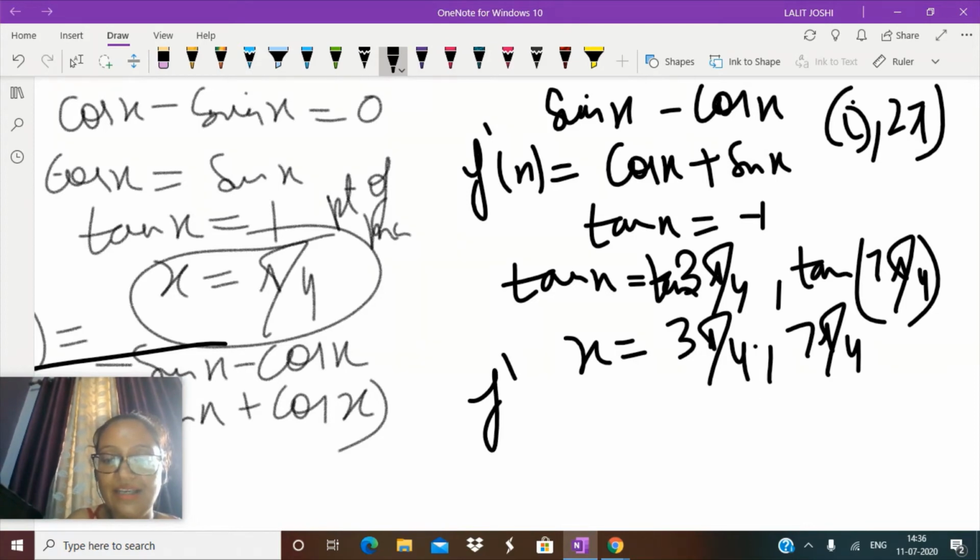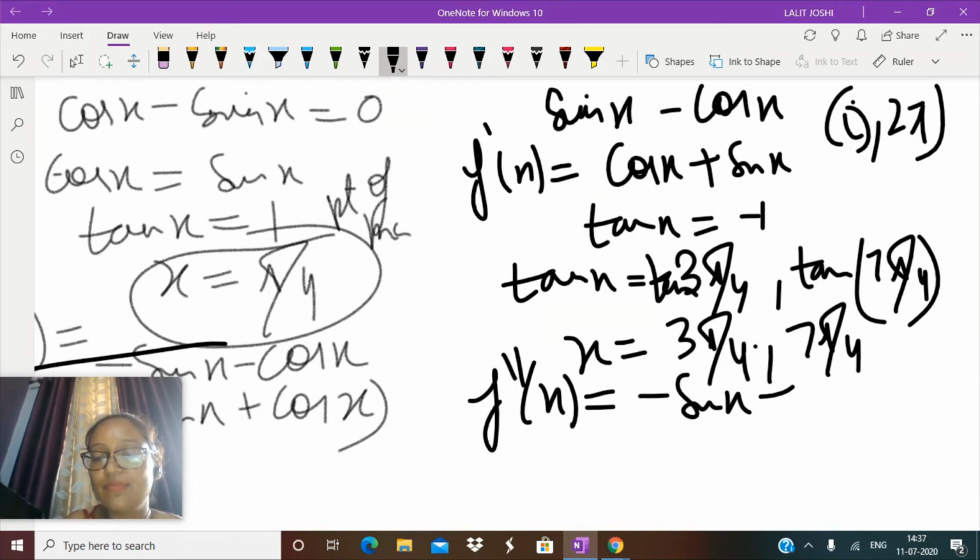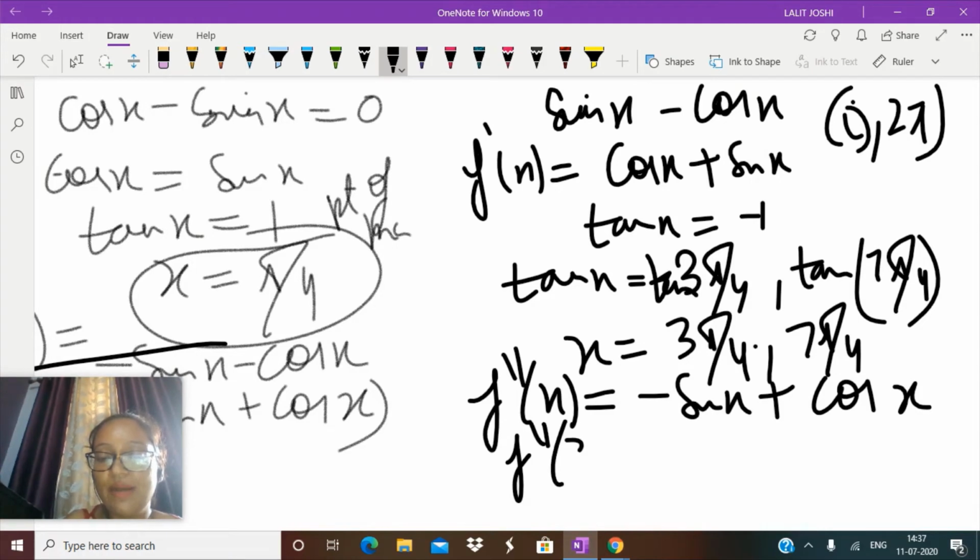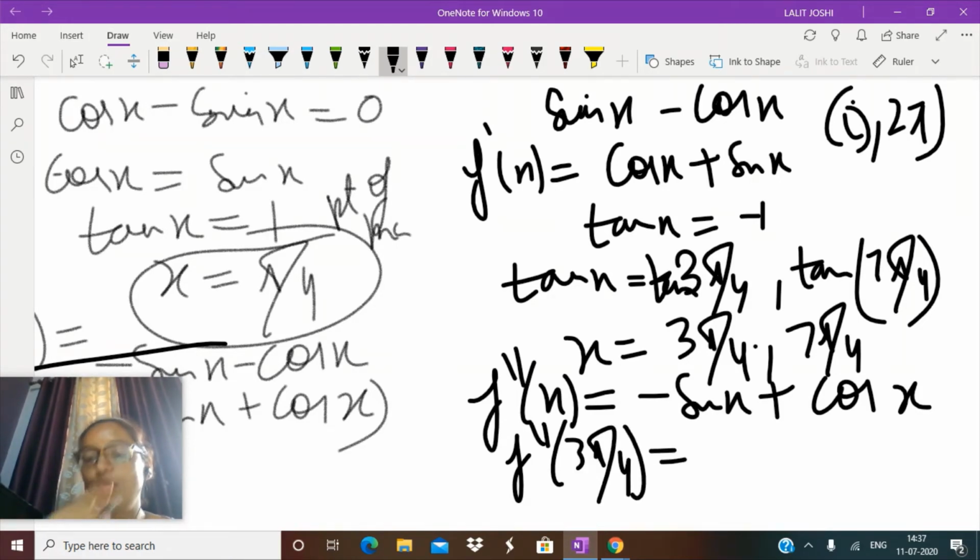So I'll find the second derivative. So what will be the second derivative? It will be minus sin x plus cos x over here, right? So if I put the value 3 pi by 4, just what is 3 pi by 4? The value of pi by 4 in the second quadrant. Second quadrant sign is positive. So this will give me negative sign, and cos is negative. So this will give me negative sign. So it means 3 pi by 4 is the point of maxima, right?